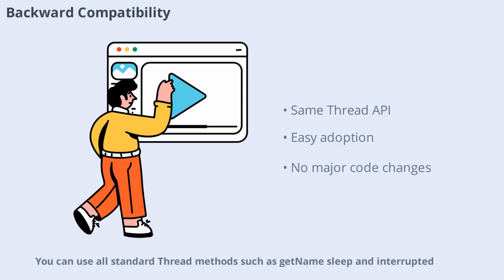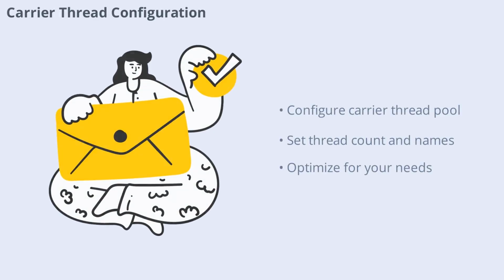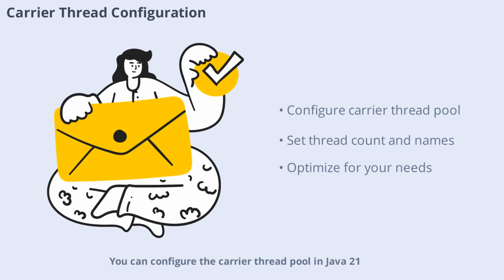You can use all standard thread methods, such as getName, sleep, and interrupted. This backward compatibility makes it easy to adopt virtual threads in existing Java applications without major code changes. You can configure the carrier thread pool in Java 21. Set the number of carrier threads and their name prefix using system properties. This flexibility allows you to optimize carrier thread usage based on your application's needs and hardware capabilities.